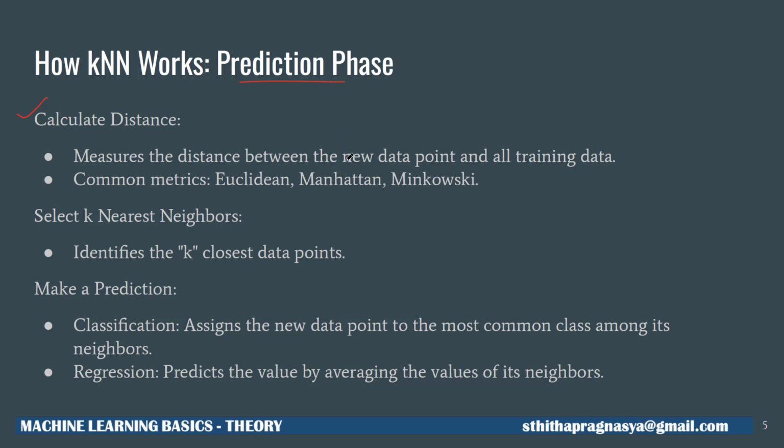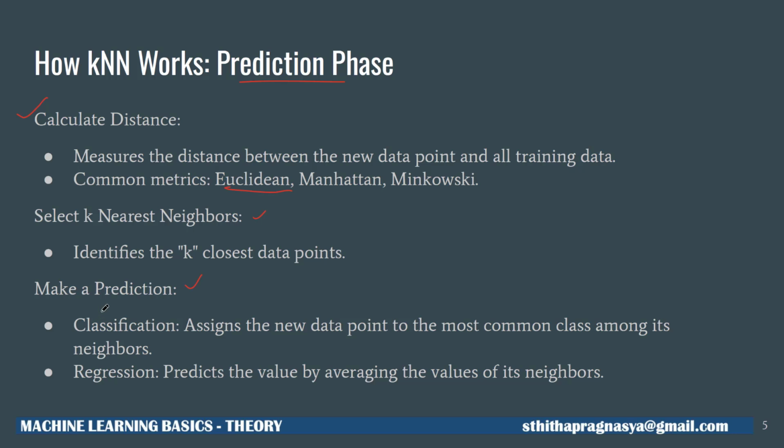It measures the distance between the new data point and all the data points in the training data set. Common distance metrics include Euclidean, Manhattan, and Minkowski distances. And then after calculating the distance, it selects the k nearest neighbors. How does it do it? It identifies the k closest data points or neighbors based on the calculated distances, and it then makes a prediction.